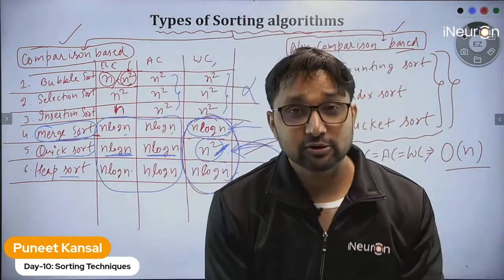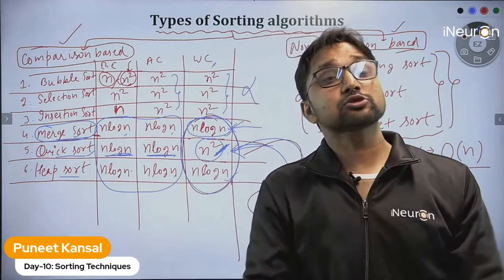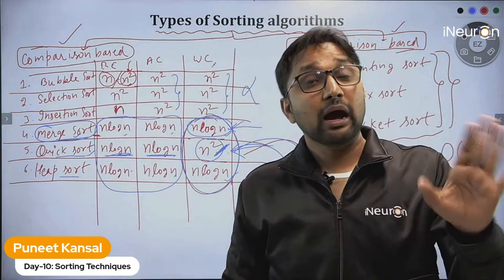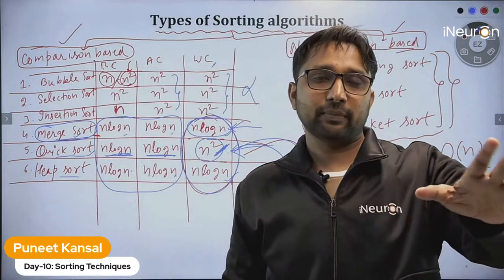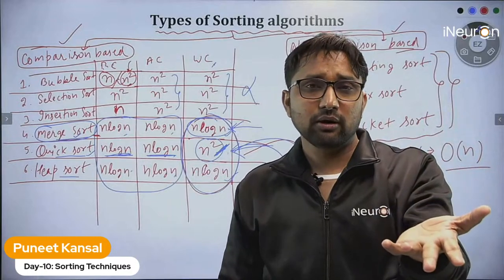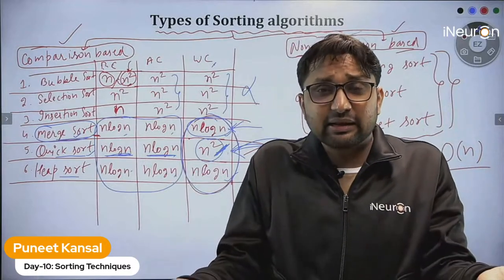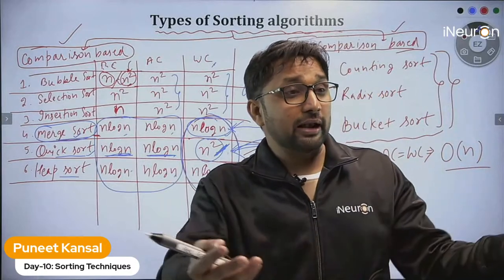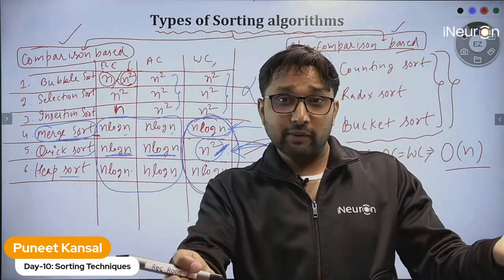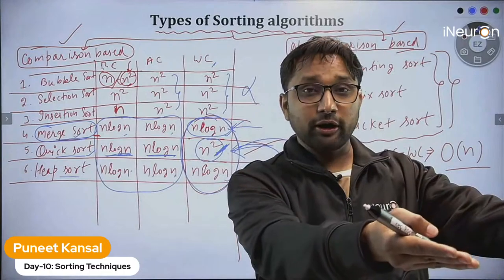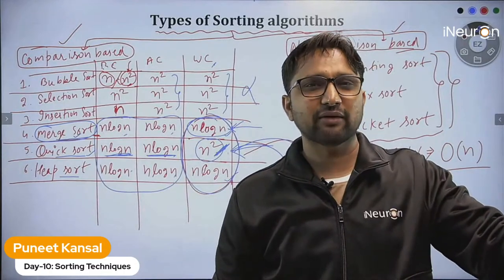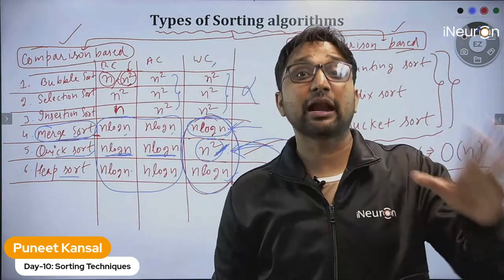So quicksort takes n square time when you are providing the sorted elements to it. Only then will it take n square time. Otherwise, it will take n log n time. Only one case is there, when the array is sorted. This happens rarely, that you are giving sorted elements to someone to sort. In that case, quicksort will behave worst, meaning n square time. Otherwise, quicksort will take n log n time.